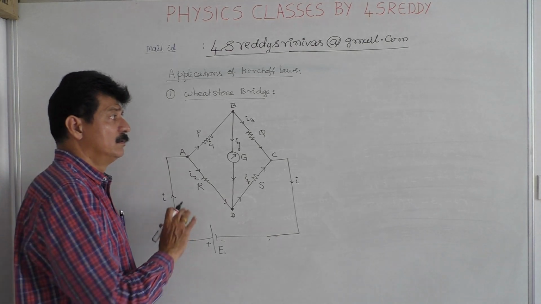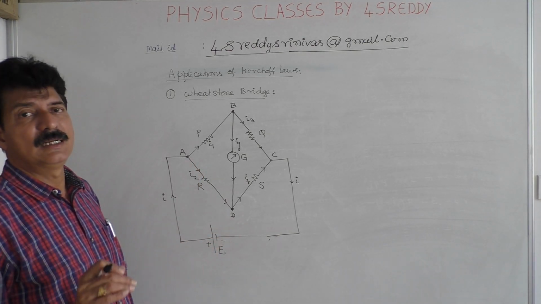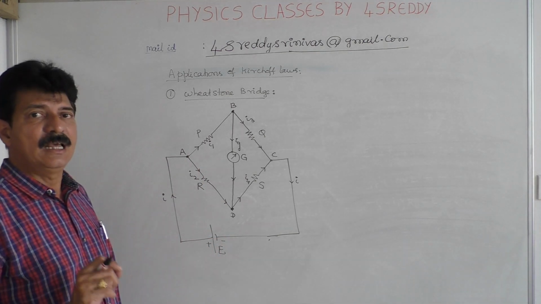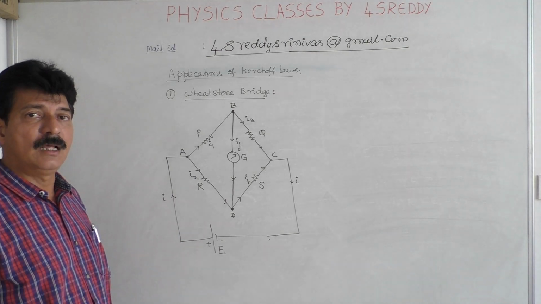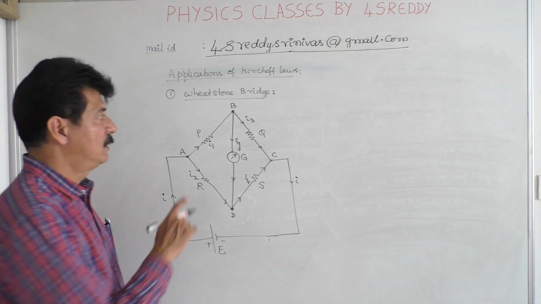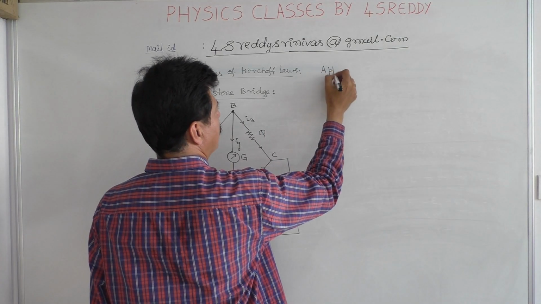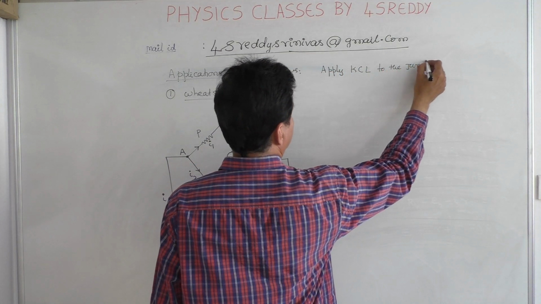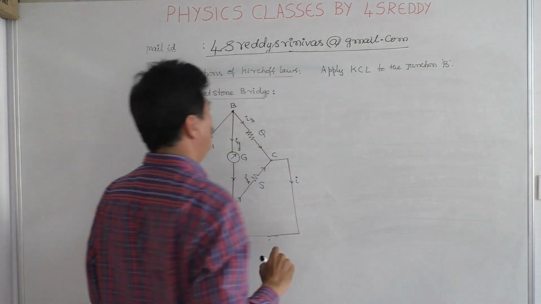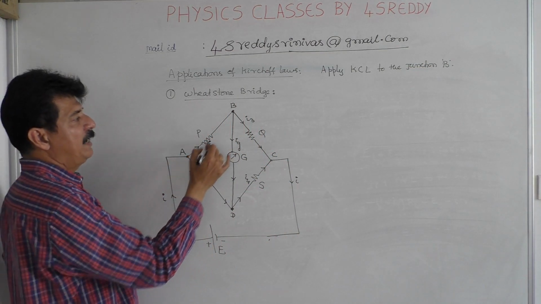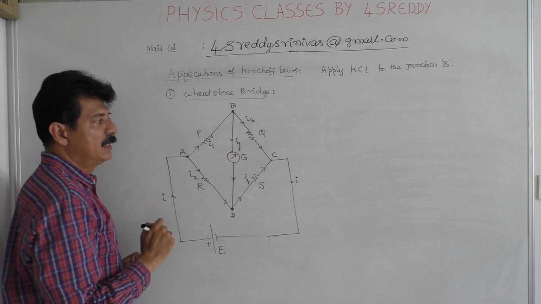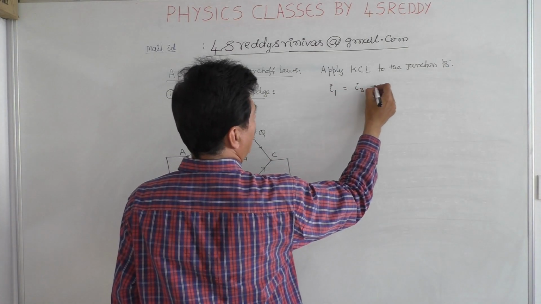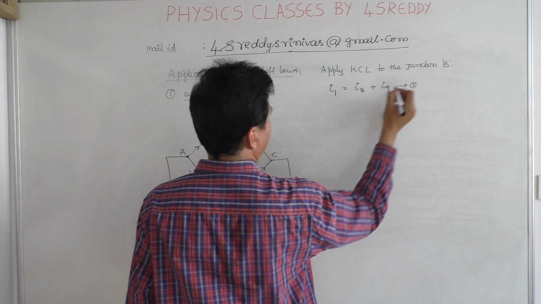Now, what is the expression for the balancing condition of the Wheatstone bridge? To arrive at that, we have to apply KCL as well as KVL, that is Kirchhoff's current law and Kirchhoff's voltage law. So, applying KCL to the junction B. If you apply KCL to the junction, which currents are entering? I1 is the only current entering at junction B. Which currents are leaving? I3 and IG. Then it is given by I1 is equal to I3 plus IG. That is the first equation.